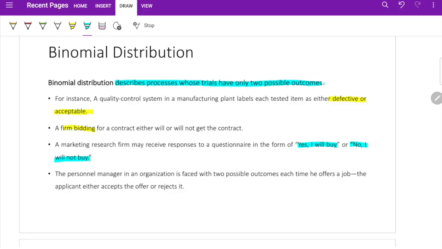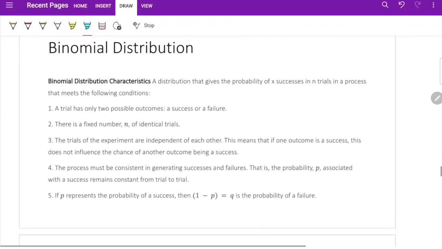Only two outcomes. And discrete, look, they are discrete values because they are a number of counts. We were talking about counts. The personnel manager in an organization is faced with two possible outcomes each time he offers a job. The applicant either accepts or rejects the offer. Accepts or rejects for each applicant, right? So all of these are examples of a binomial distribution.